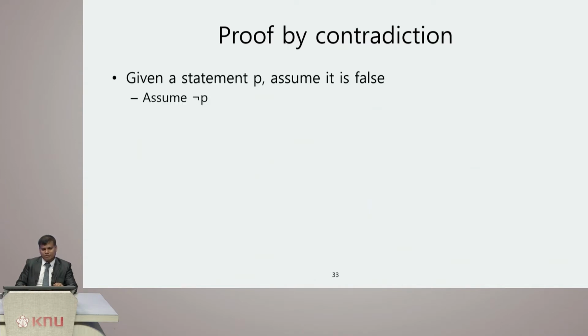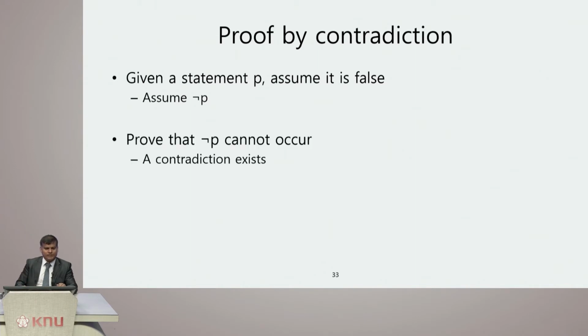So given a statement P, assume it is false. That is contradiction, right? If a statement P is given, you are taking the contradiction of it, that is negation of P. Prove that negation P cannot occur. A contradiction exists if it cannot occur.